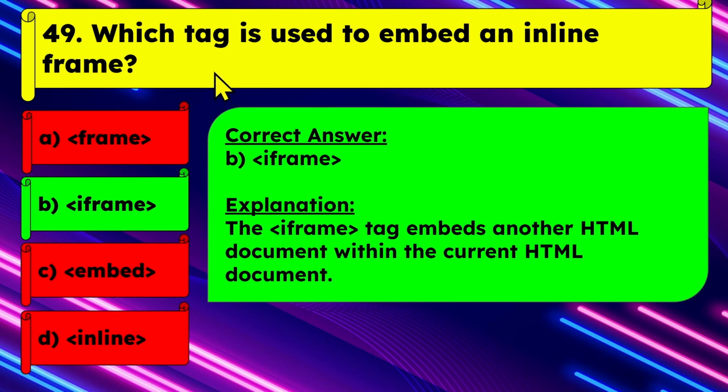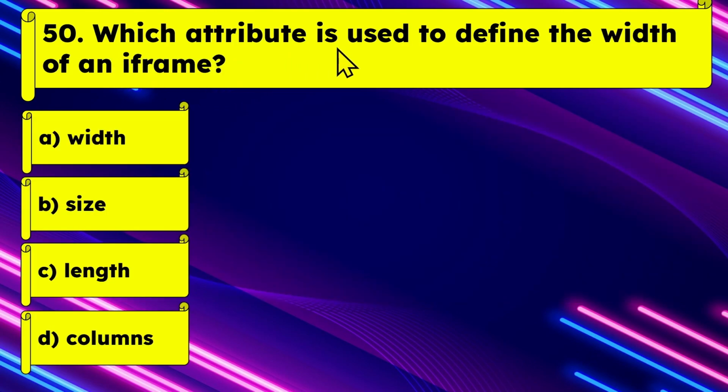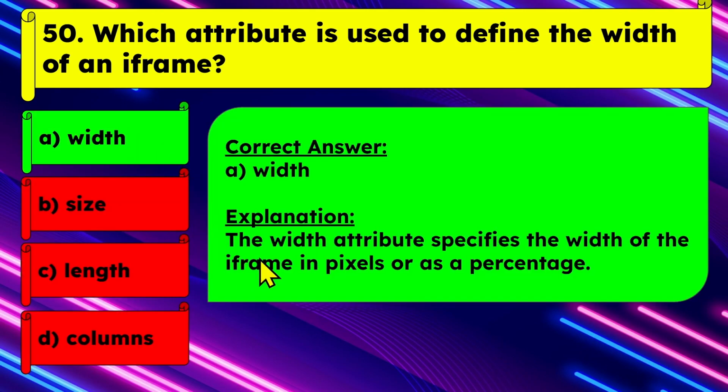Our next question is, which attribute is used to define the width of an iframe? Option A is width, option B is size, option C is length, option D is columns. So here definitely the correct answer will be option A. As you can see, the width attribute specifies the width of the iframe in pixels or as a percentage.